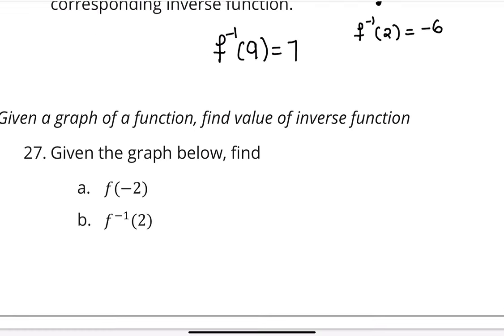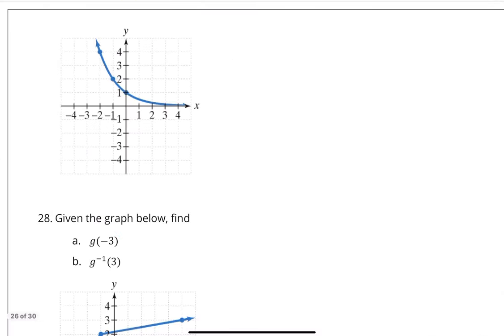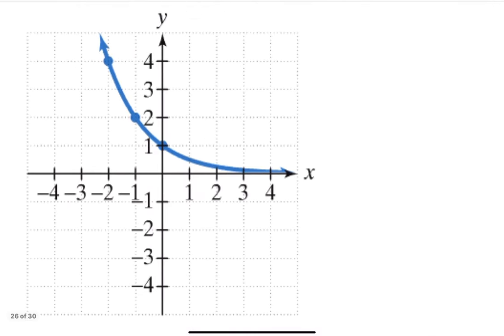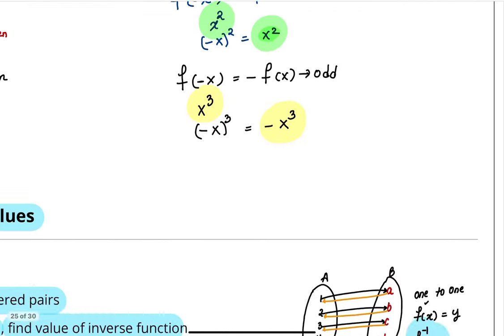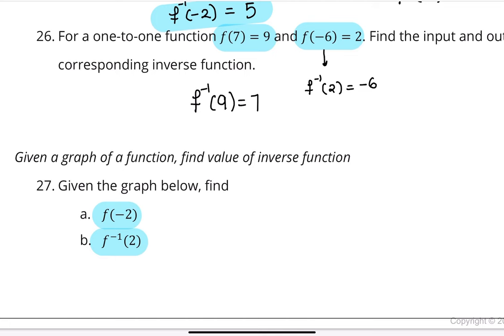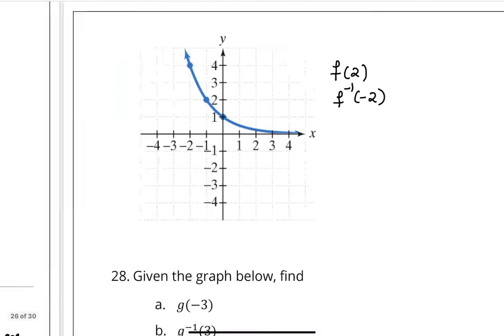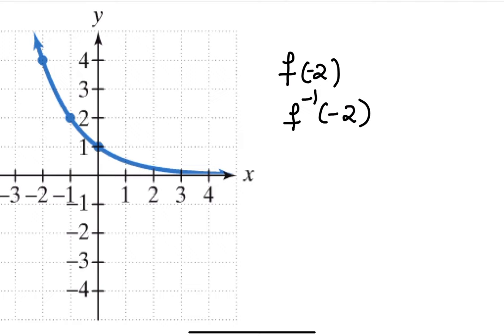It says, given a graph of a function, find values of inverse functions. So they asked me to find f of negative 2 and f inverse of 2. So let's go back to the function. Where is the function? Right here. They're asking me to find f of negative 2, and f inverse of 2.